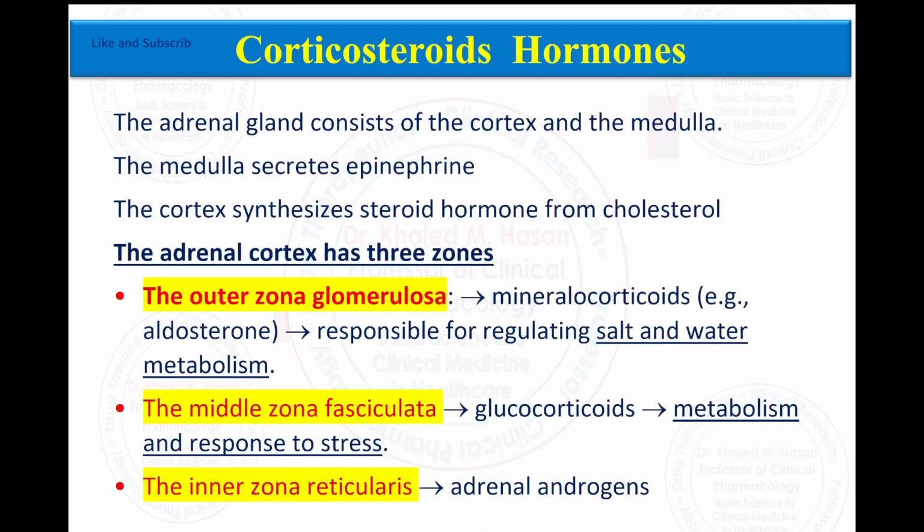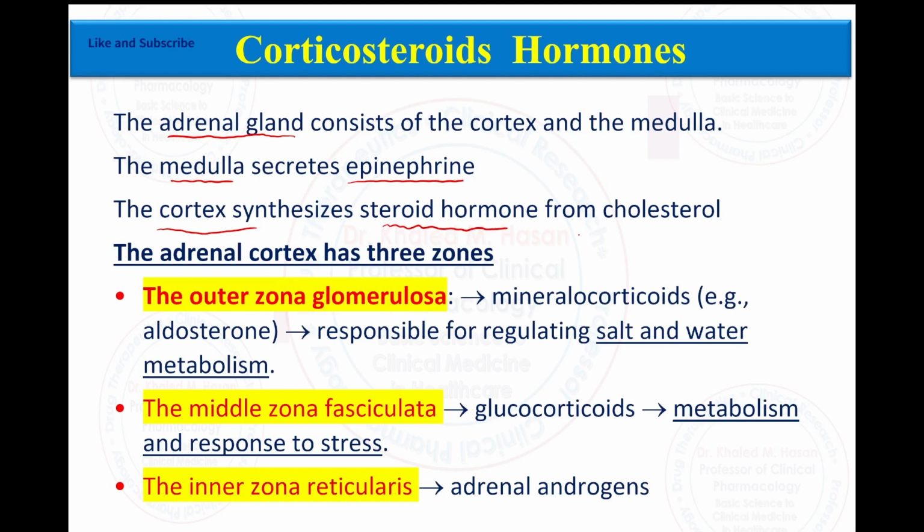Okay, first of all, as you can see here, the adrenal gland consists of two main parts. The medulla is responsible for secretion of epinephrine, and the cortex is responsible for secretion of steroid hormones.